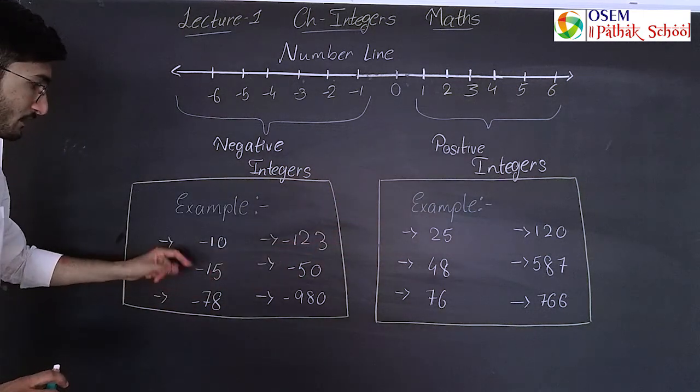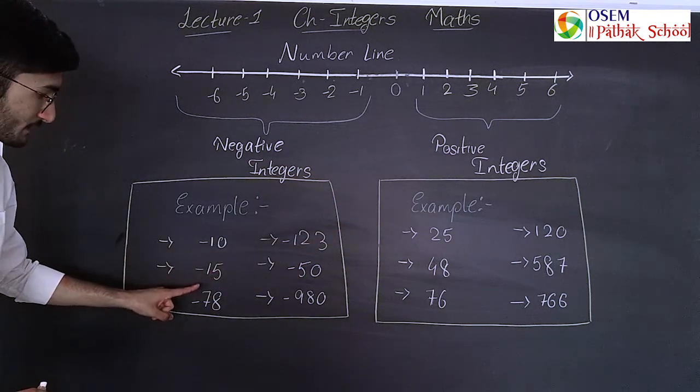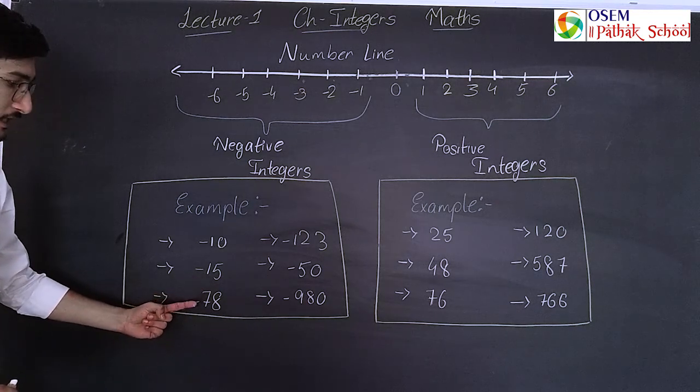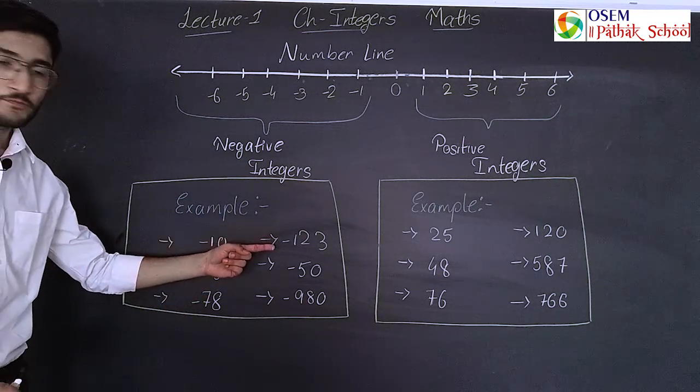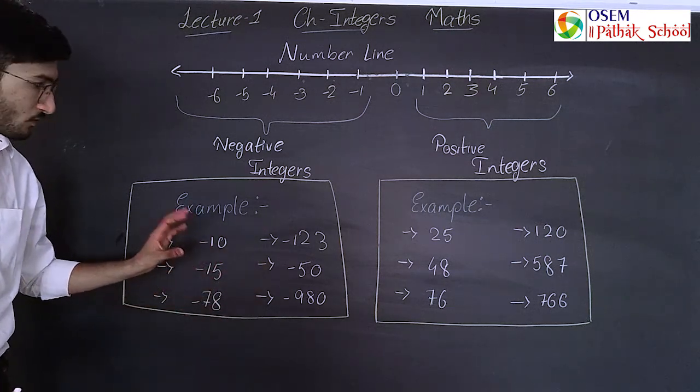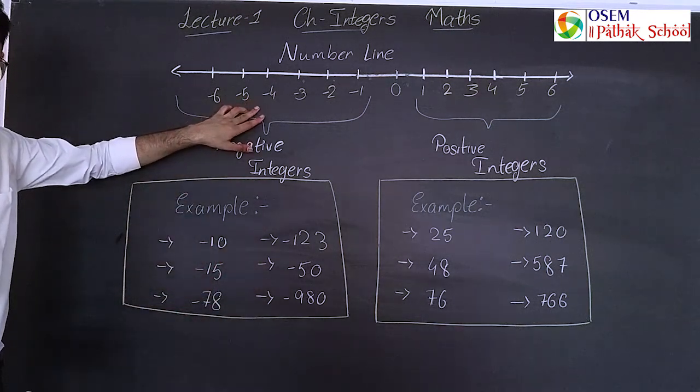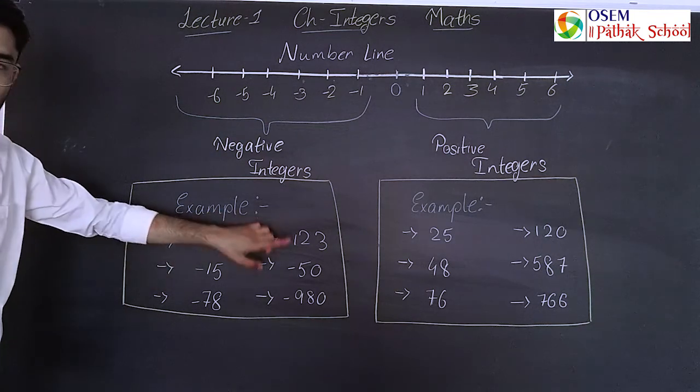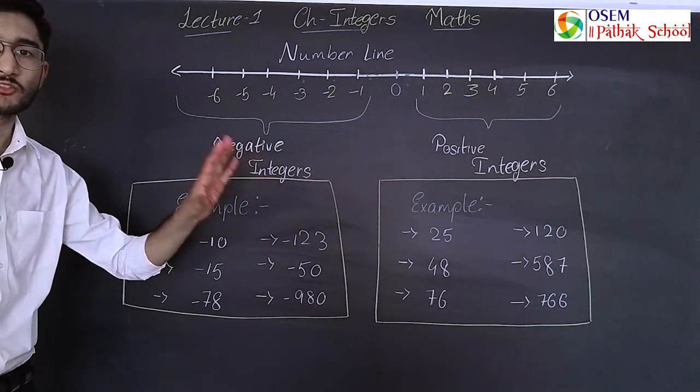Examples of negative are -10, -15, -78, -123, -50, -980. It does not only stand for one digit numbers, it can be for 2 digit, for 3 digit, for 4, 5 and so on.